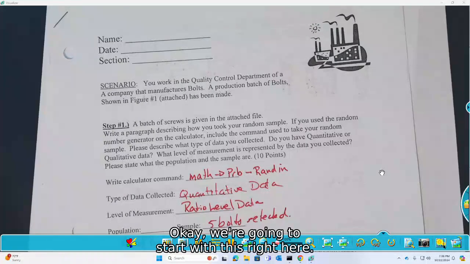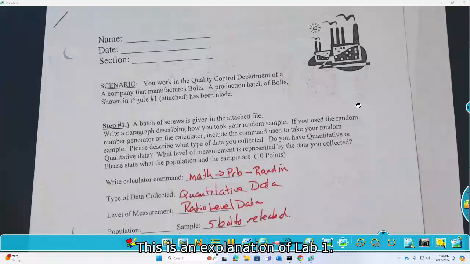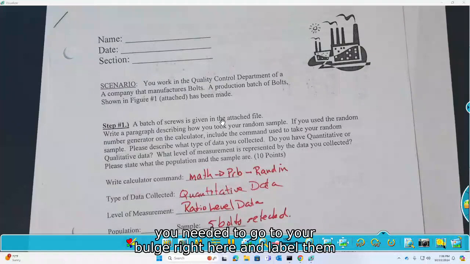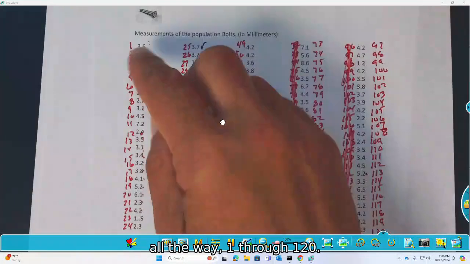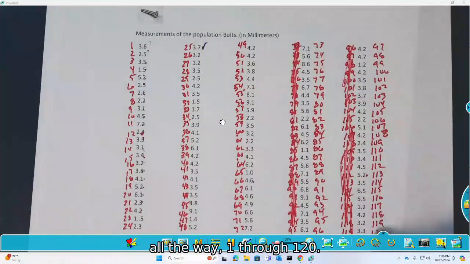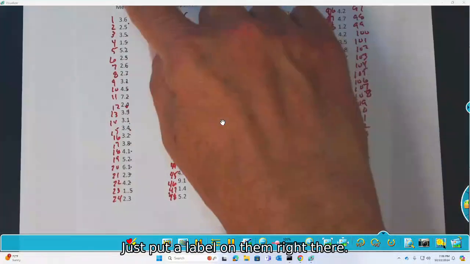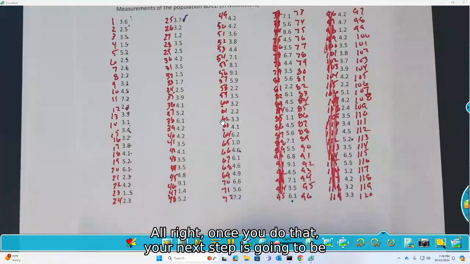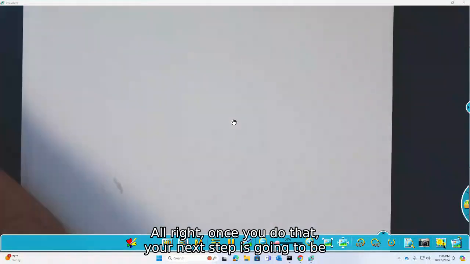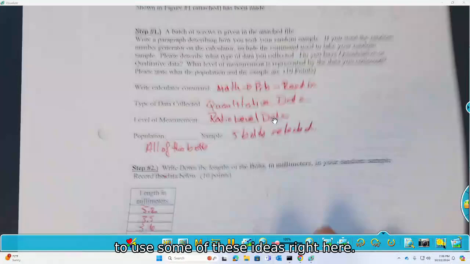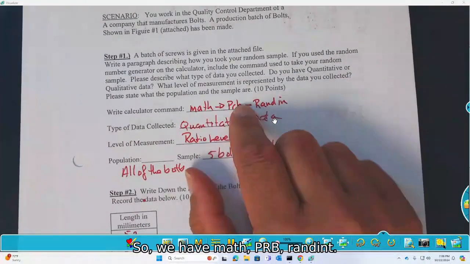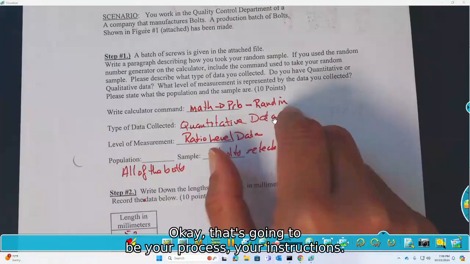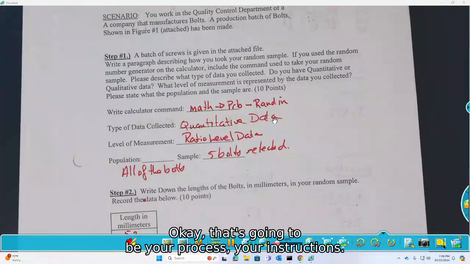Okay, we're going to start with this right here. This is an explanation of Lab 1. Now, the first thing you needed to do, you needed to go to your volts right here and label them all the way 1 through 120. Just put a label on them right there. All right, once you do that, your next step is going to be to use some of these ideas right here. So we have math, PRB, RANDINT. Okay, that's going to be your process.